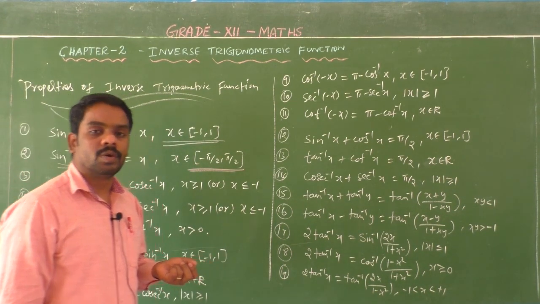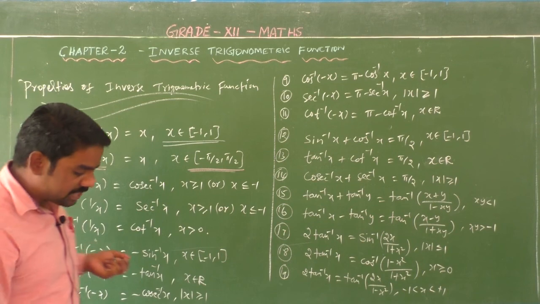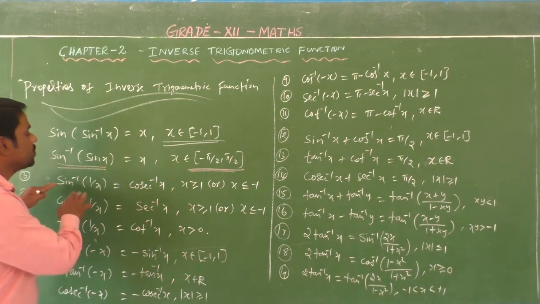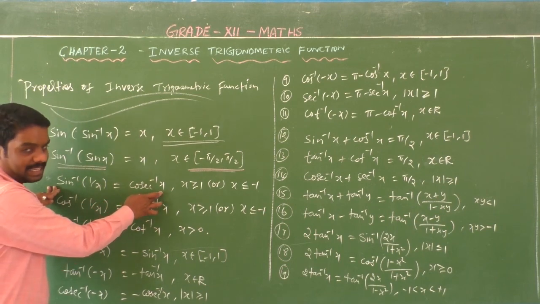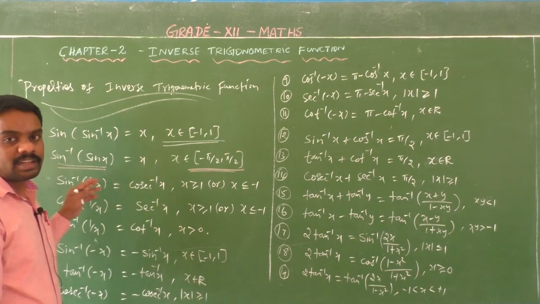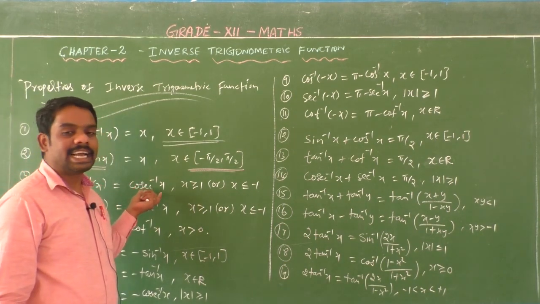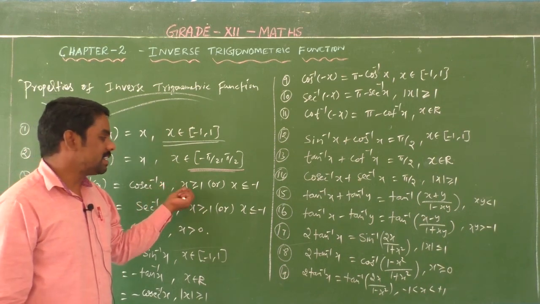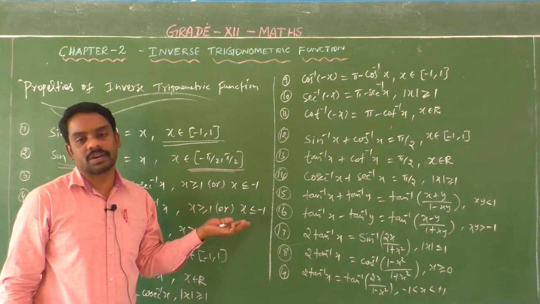Okay, right. Next, the third formula, sine inverse of 1 by x. You know the reciprocal of sine x is cosecant x, and similarly sine inverse of 1 by x is cosecant inverse x. Sine inverse of 1 by x is cosecant inverse x. You know the domain of the cosecant x function is modulus x greater than or equal to 1. That is, x is greater than or equal to 1 or x is less than or equal to minus 1.